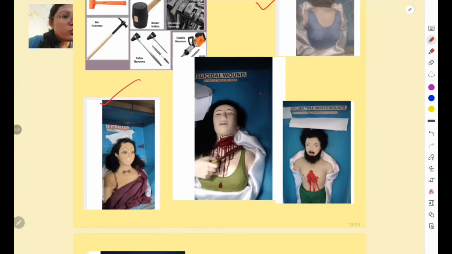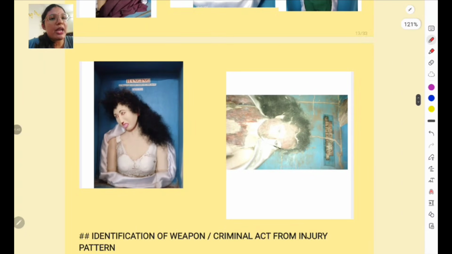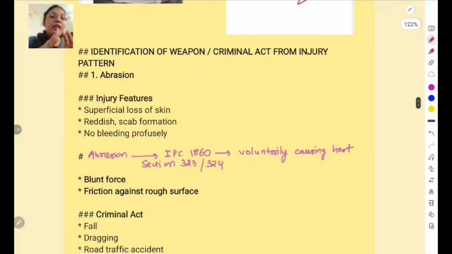This is for a suicidal wound. This is for multiple incised wounds. Next, this is for hanging, and this is for RTA. Okay, so some of the portion I have written is the identification of the weapon.